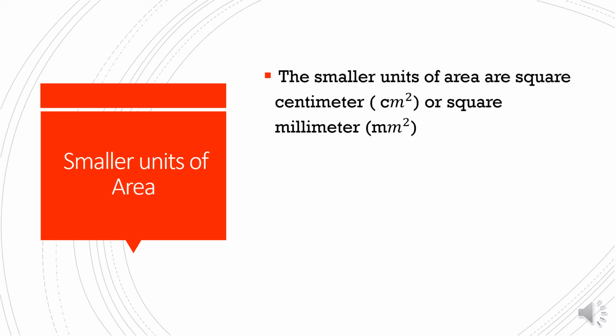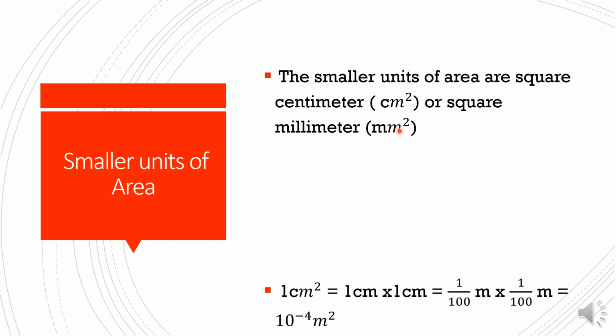So now children, as we have studied the bigger units of area, now we are going to study the smaller units of area. What are these? The smaller units of area are square centimeter and square millimeter. It means these are smaller than the square meter. Okay children, if we have to measure the area of a matchbox or smaller objects, we need to use these units, square centimeter or square millimeter.